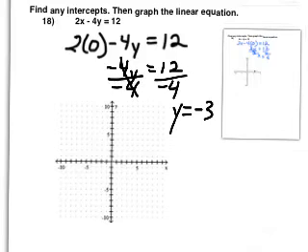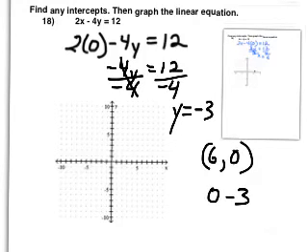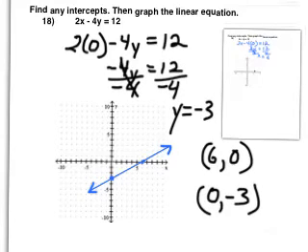Alright, so now we can graph this. We have those two intercepts. We have the x-intercept, which is 6, so it's (6, 0) for the x-intercept, and the y-intercept is negative 3, so it's (0, negative 3). We'll just plot those points. I'm going to use a different color. So (6, 0) would be right here. (0, negative 3) is right here. Then we just make our line. And there we have it.